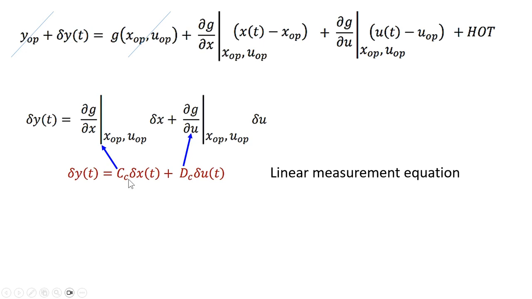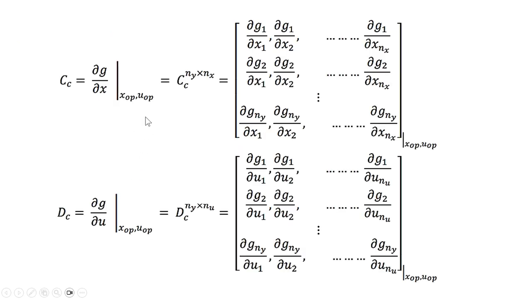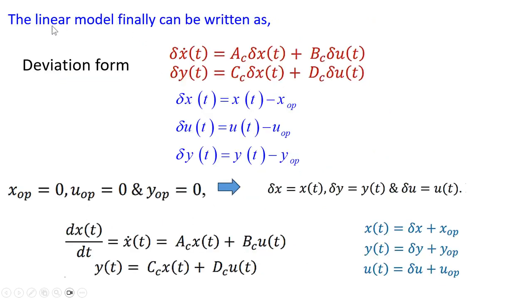We can write the expression for CC using its definition, and since there can be more than one output, g can be a vector. Thus, we have to take the partial derivative of each of the nonlinear output equations with respect to the states. The matrix has to be evaluated at the operating points. The size of CC is as shown, and similarly, the expression for DC is obtained in the same manner. It is shown here. Thus, to sum it up, we have the linear equation as follows. The linear model is in the deviation form, and the deviation variables are delta xt, delta ut, and delta yt for states, inputs, and outputs.